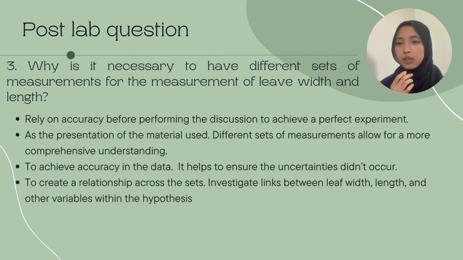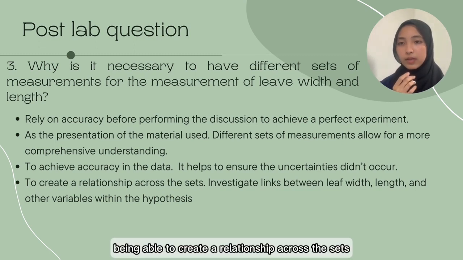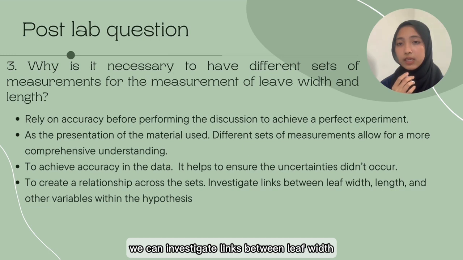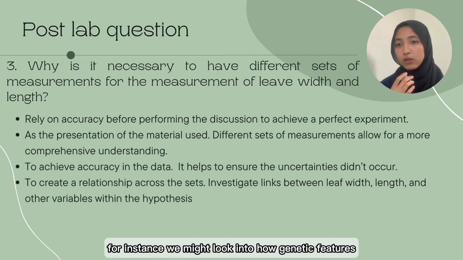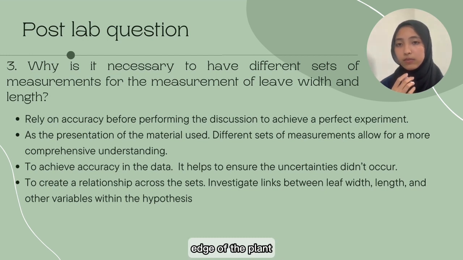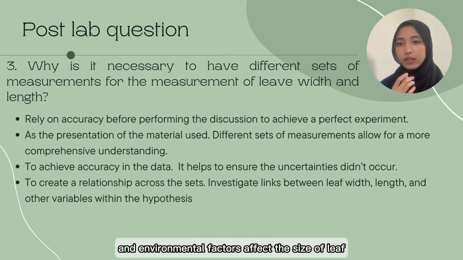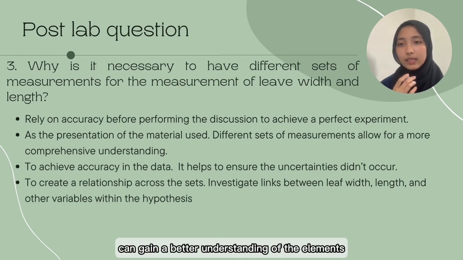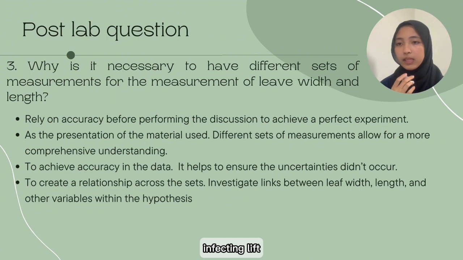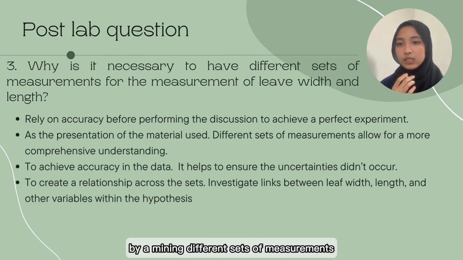Lastly, being able to create a relationship across the sets. We can investigate links between leaf width, length, and other variables within the hypothesis by using measurements from various sets. For instance, we might look into how genetic features, age of the plant, and environmental factors affect the size of the leaf. Students can gain a better understanding of the elements impacting leaf morphology and function by examining different sets of measurements.